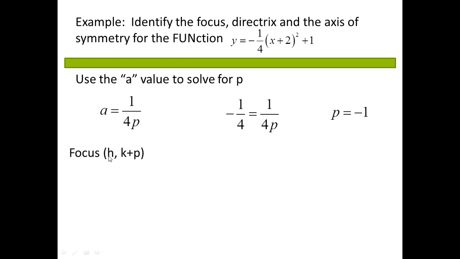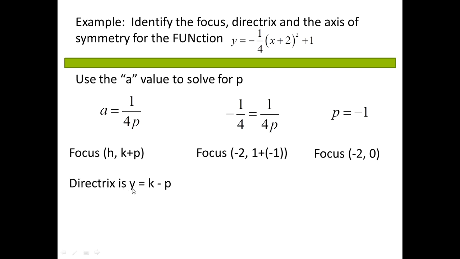Well, the focus is at h comma k plus p. Well, my h value is negative 2 because that's the x value of the vertex, and k is going to be 1 plus my p value, which is negative 1. So I know my focus has to be at negative 2, 0. My directrix is at y equals k minus p. So it'll be at k, which is 1, minus a negative 1, or my directrix will be at y equals 2.